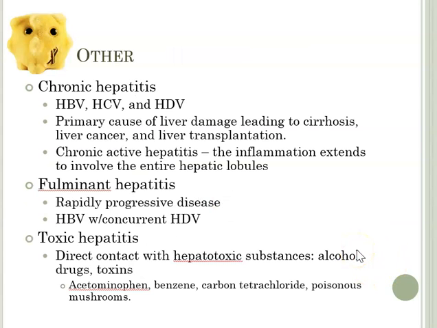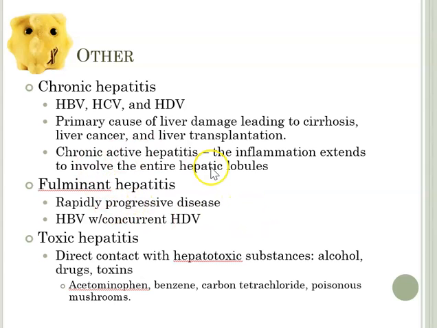So chronic hepatitis, that's your HBV, HCV, and HDV. The primary cause of liver damage is going to lead to cirrhosis, liver cancer, and possibly liver transplantation. Patients that are suffering from alcoholism are not going to be on the top of the list for liver transplantation. One of the criteria for this is being free of alcohol and drugs. So they would have to go to rehab first in order to get put on the UNOS list for that.